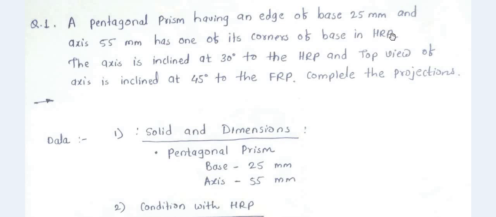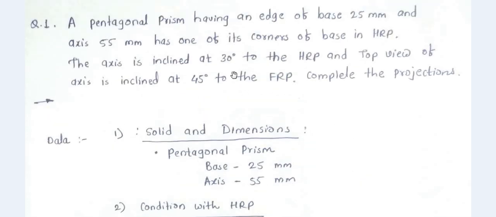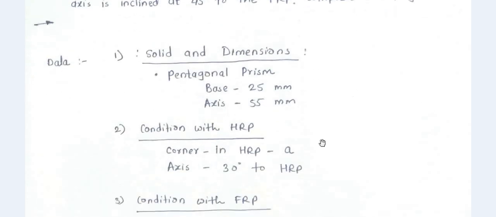This is the first condition with respect to HRP. Now let us see if there is anything with respect to HRP in the further part of the problem. If you read the next part, the axis is inclined at 30 degrees to the HRP. There is one more reference to the HRP. So that will form another condition with respect to HRP, the axis making an angle of 30 degrees with HRP. So the second condition with respect to HRP is 30 degrees to HRP. Now there is nothing with respect to HRP in the next part of the problem. So these 2 things would be the condition with respect to HRP.